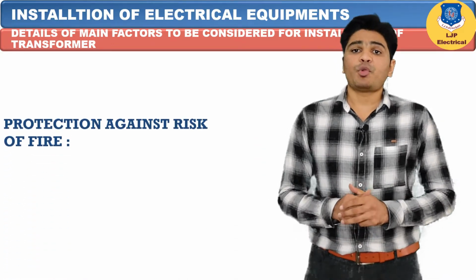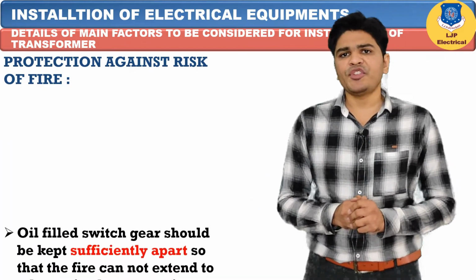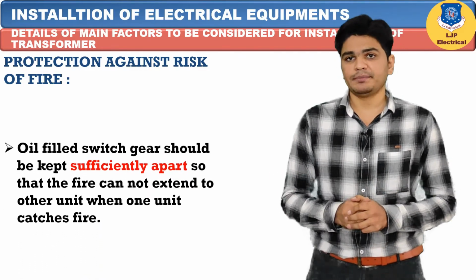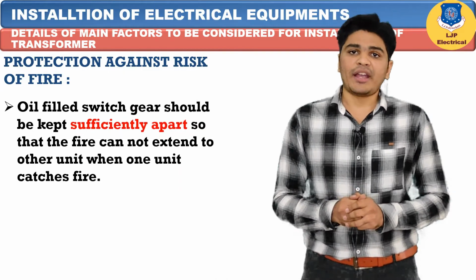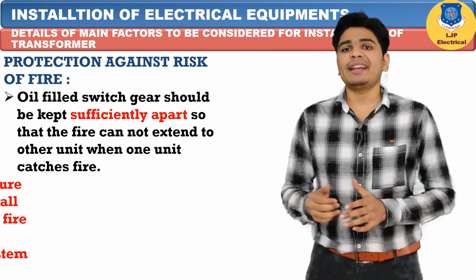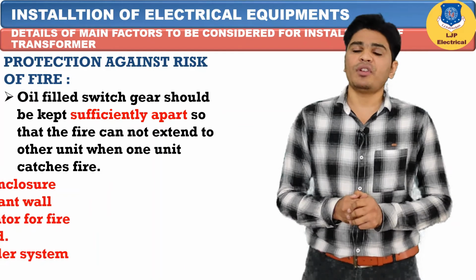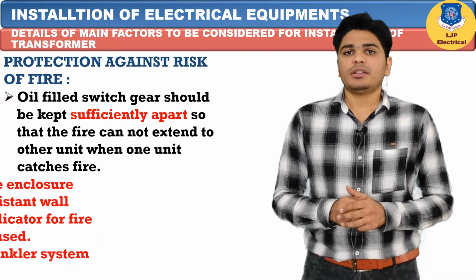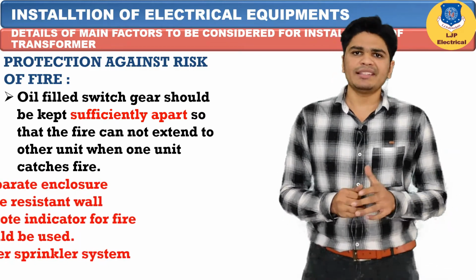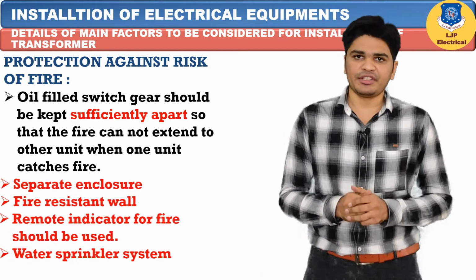Then we will discuss protection against risk of fire. Oil-filled switchgear should be kept sufficiently apart so that fire cannot extend to other units when one unit catches fire. Separate enclosure should be used if possible, or a fire resistant wall should be used between two transformers and two sections of switchgear. If possible, a remote indicator for fire should be used. Sometimes a water sprinkler system should be provided for transformers in big substations.